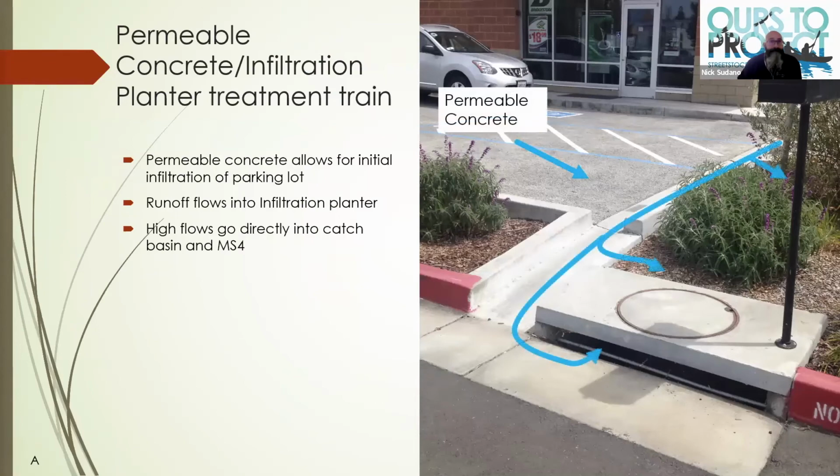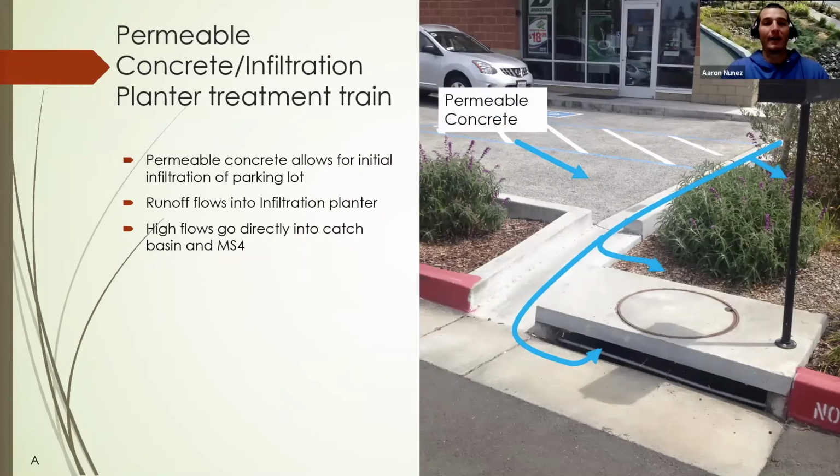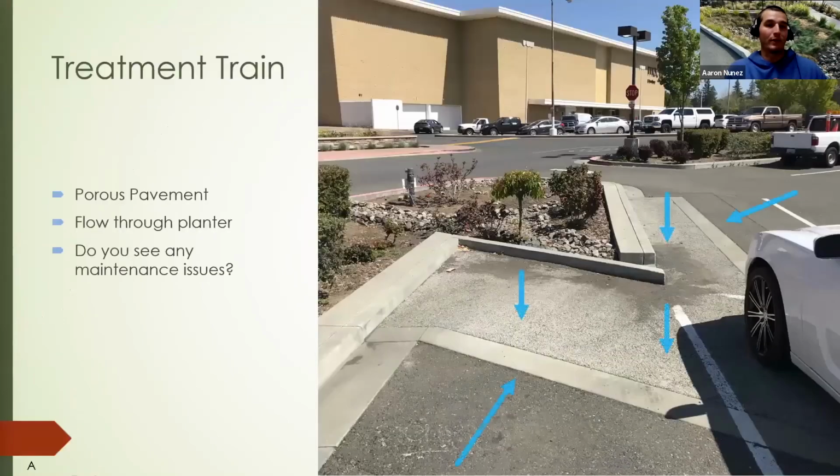Go ahead, Aaron. Here's an example of permeable concrete right here, and water's allowed to infiltrate from here initially. And what doesn't runs off along the gutter. There's a curb cut going into the infiltration planter, and then water can run alongside during high flows and then directly into the catch basin. So just this really small example of a treatment drain.